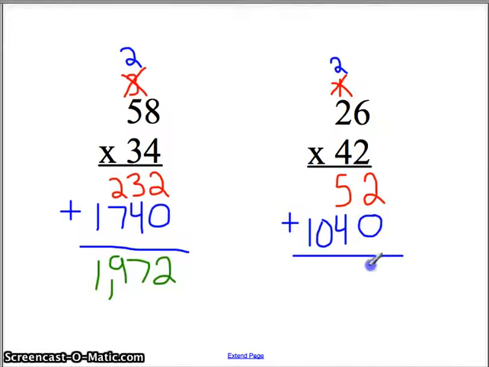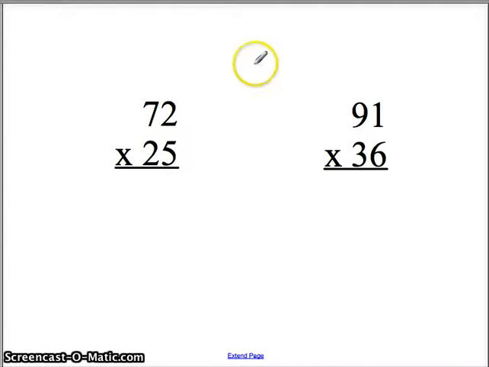2 plus 0 is 2. 5 plus 4 is 9. We have a 0 and a 1. And put my comma there. 1,092. Let's try 2 more together.